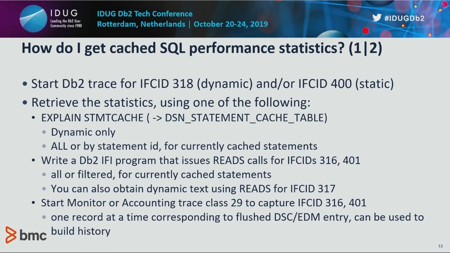So also, all of those techniques involve pulling the information in once it's been accumulated in that cache. But if you start one of these class 29 traces, then the information gets pushed to you every time an entry gets pushed out of cache. It produces a record, and you get it at your trace destination.